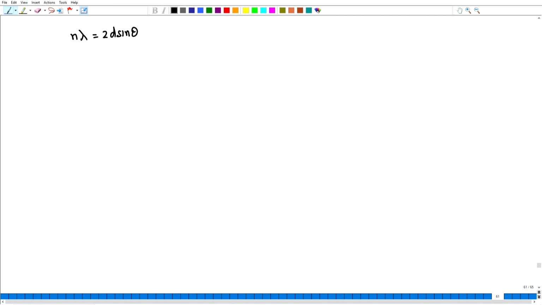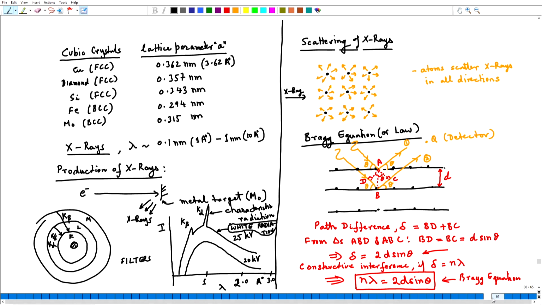So, n is called the order of reflection. So, n will take up basically integer values like 1, 2, 3. So, if n is equal to 1, it is a first order diffraction. If n is equal to 2, it is a second order diffraction.